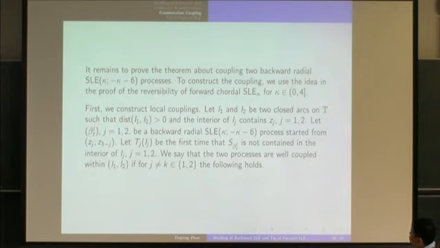Let I1, I2 be 2 closed arcs on the unit circle so that they are disjoint, and the interior of Ij contains Zj. Let beta jt be a backward radial SLE kappa minus 6 process, starting from Zj, j = 1, 2. And let Tj of Ij be the first time that the support of beta jt is not contained in the interior of Ij. So it's the first time it touches the endpoint of Ij. We say that the 2 processes are well coupled within I1, I2 if the following holds.